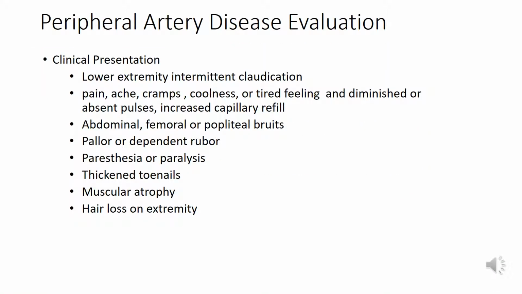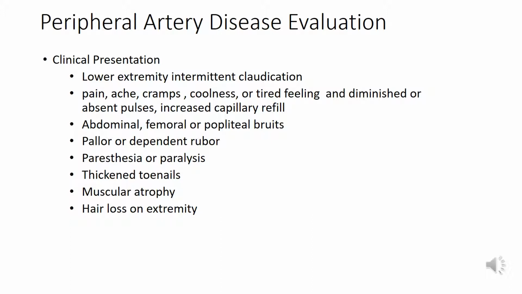In your evaluation for peripheral artery disease, you have to understand that 50% of your patients are not even going to be symptomatic, and there isn't any routine screening recommended per the ADA unless the patient is diabetic and greater than 50 years old. If they were symptomatic, these are the things that you might hear as symptoms or signs on your exam. The lower extremity intermittent claudication.